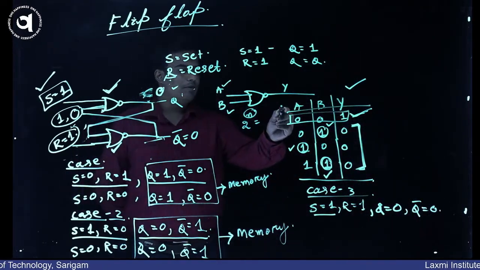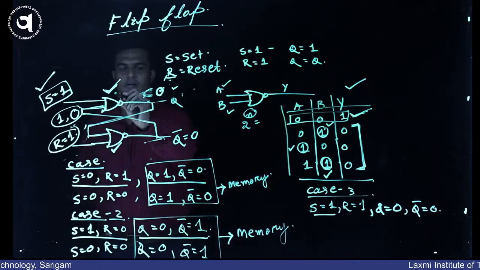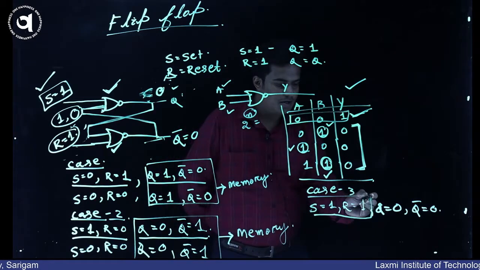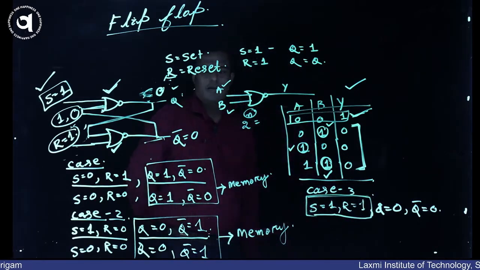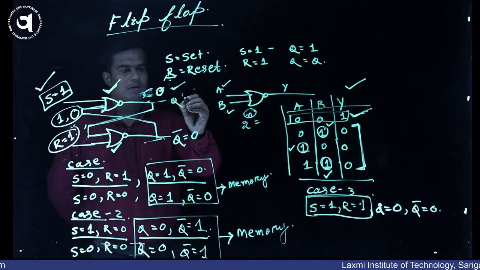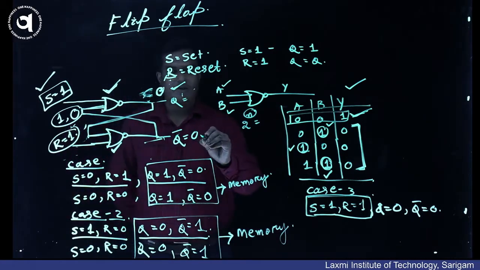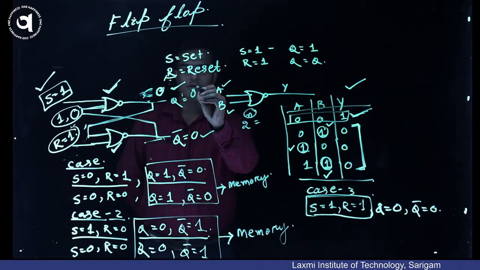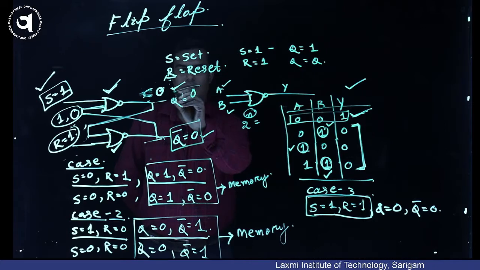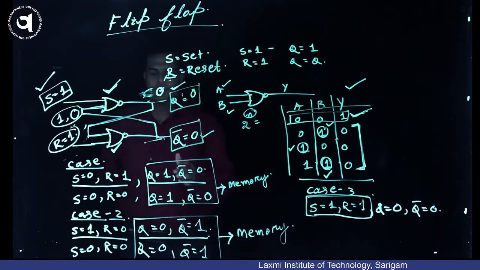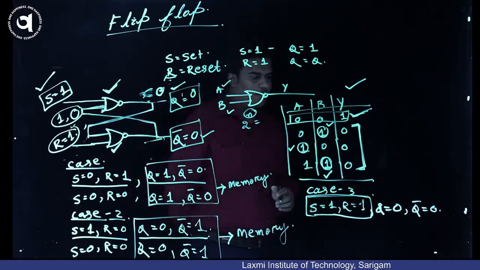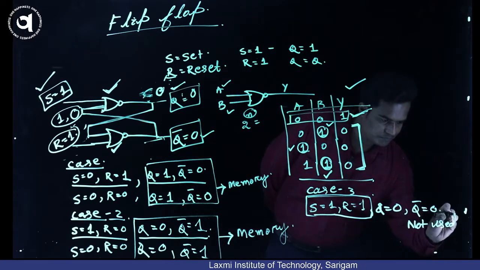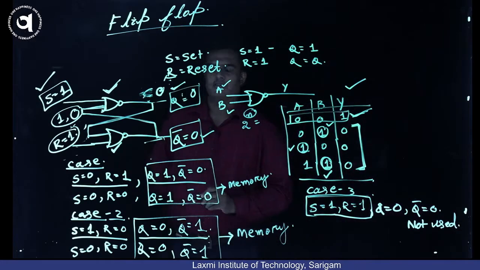According to our truth table, it is not satisfying the condition. So this condition, S equal to 1 and R equal to 1, is never used, because whatever value of Q we get, we should get the complement at Q bar. But in this case it is not like that. Here Q equals 0 and Q bar is also 0, which contradicts our principle. So this case 3 is not used. This is one demerit of this SR latch.